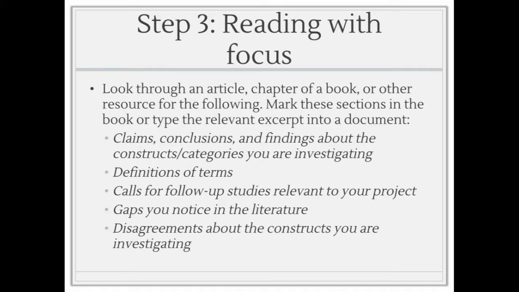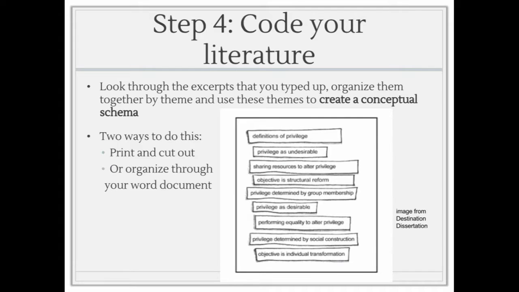When you find any of these five things, type the relevant excerpt from the article or chapter directly into your document. Don't summarize, because that takes longer than just typing it up. Make sure to note the name of the author and the page number following the passage, and do this for each article and book that you have in your stack of literature. When you're done, you can print out the document or just keep it all in one Word document. You should have a rather large document, similar to an annotated bibliography, but with these specific things in mind.